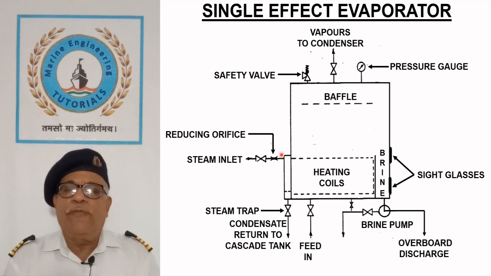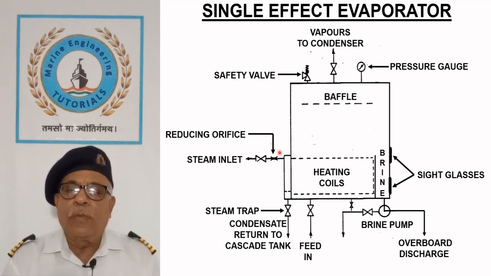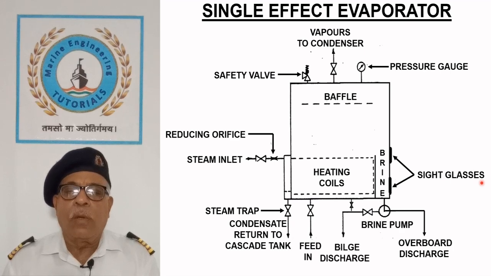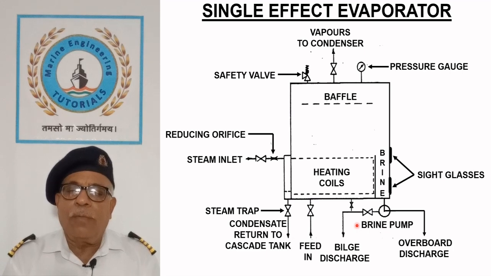A reducing orifice was fitted in the steam inlet pipe, which reduced the steam supply if the heating coil was ruptured. After stopping the evaporator, seawater and brine left in the shell were drained to the bilges.